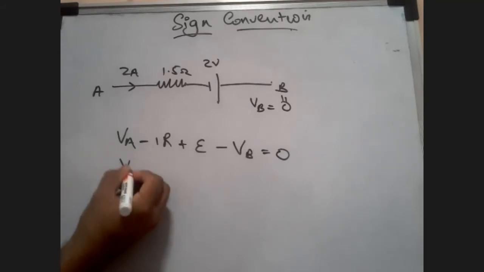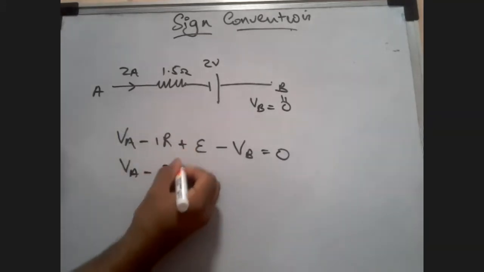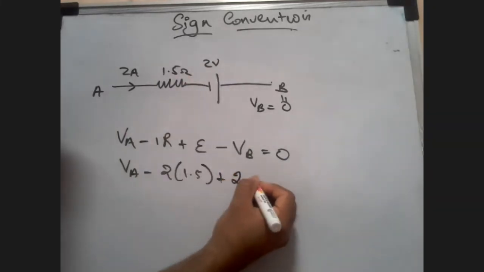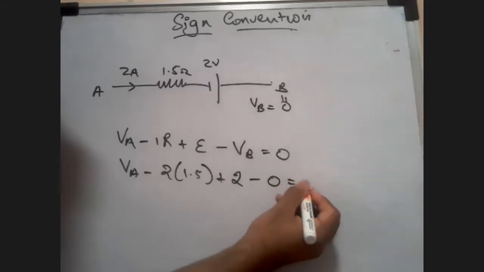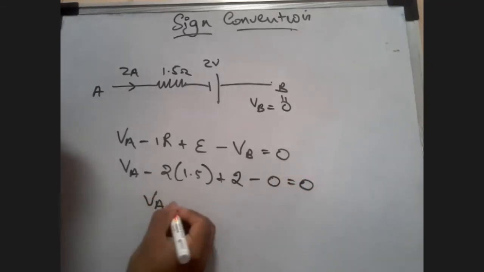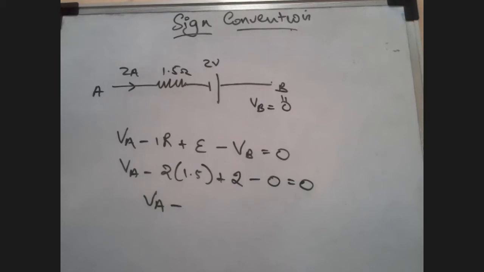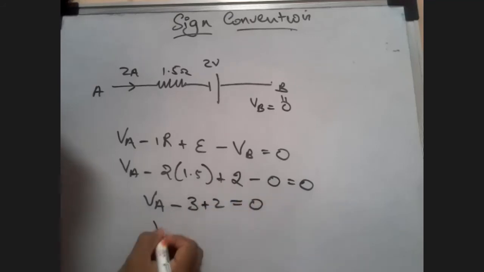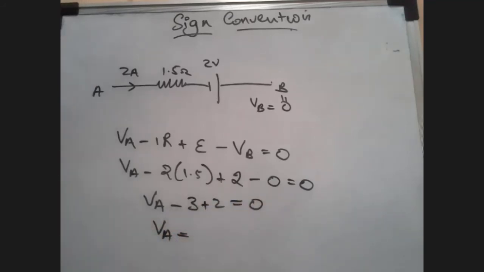So VA minus 2 times 1.5 plus epsilon's value, which is 2 volts here, minus VB, which is 0, equals 0. So VA minus what is the value you get? 2 into 1.5 is 3. So VA is what? 1 volt. So the potential at A is 1 volt.